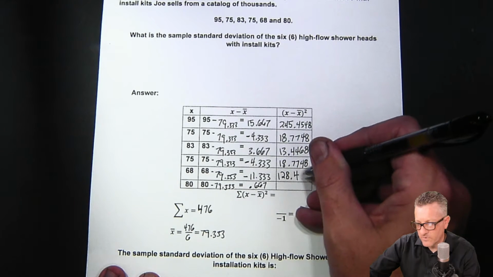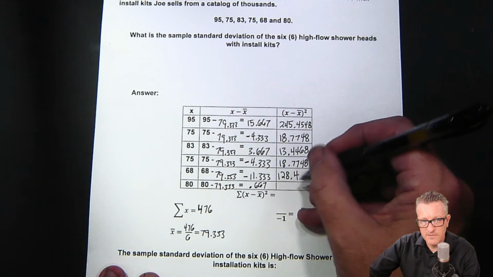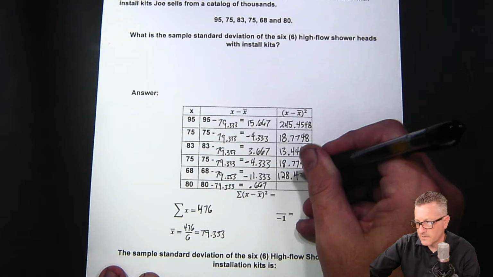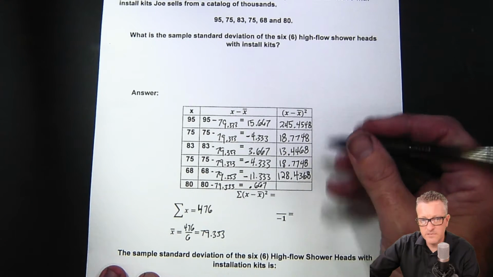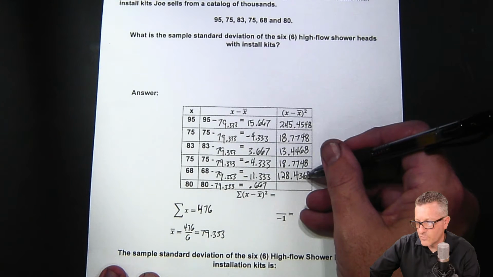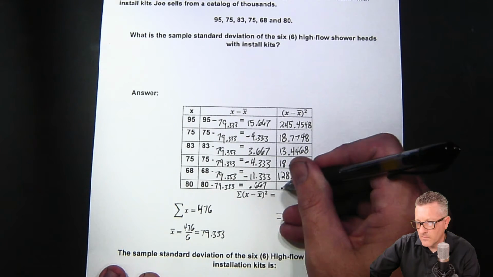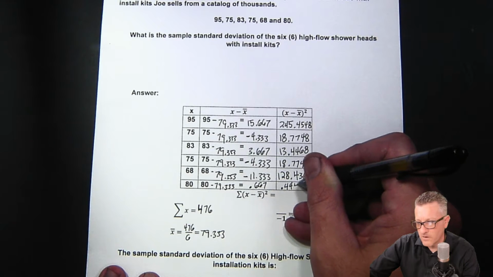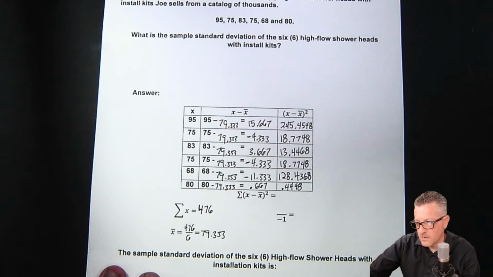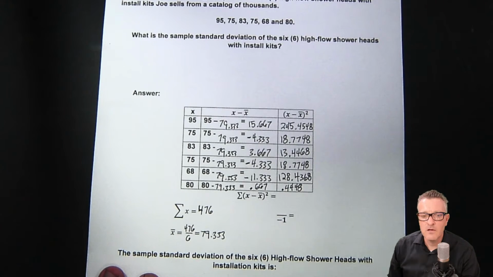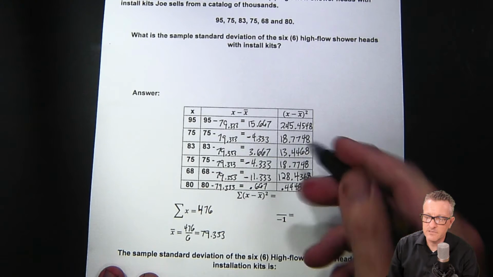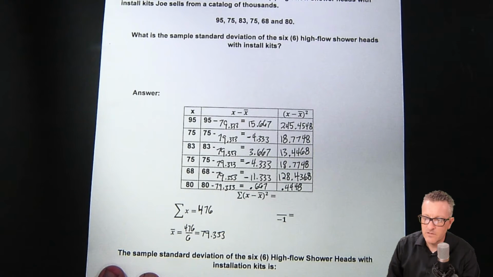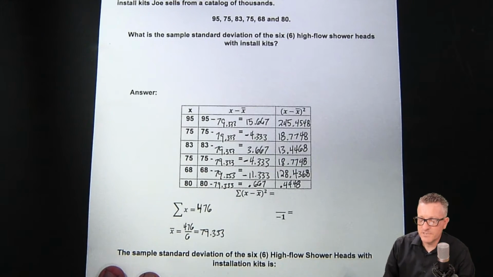When I have a lot of number writing to do, sometimes I use the pen instead of the Sharpie, just because it's a little bit easier to read in tight spaces. So that was 128.4368, then 0.4448. Okay, now we have these large numbers because we squared the differences of the mean from the actual value.